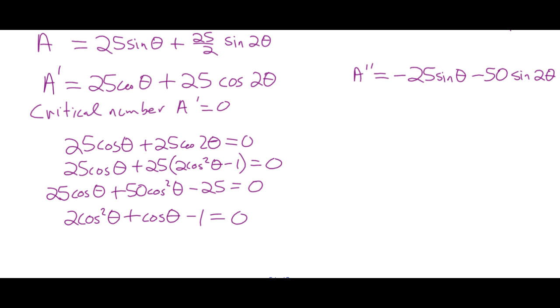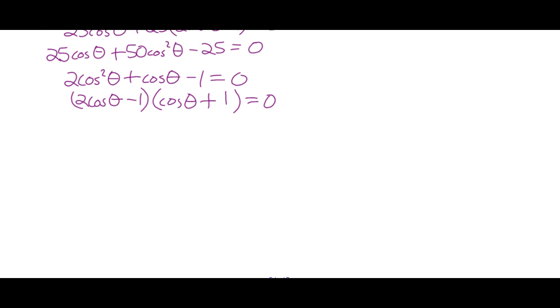Factoring, 2 cos theta and cos theta. So it'd be plus 1 minus 1. Two cos squared plus 2, yeah. Okay, so 2 cos theta minus 1 equals 0. So cos theta is a half. And between 0 and pi, that's only going to happen once, which is where? Pi over 3. Yeah, so theta is pi over 3.